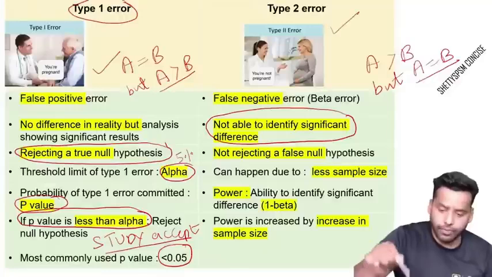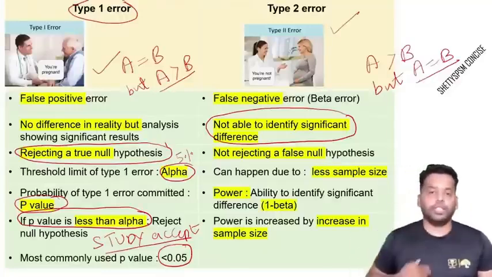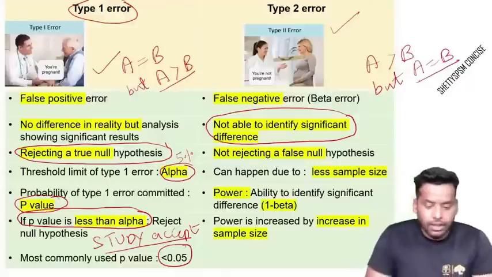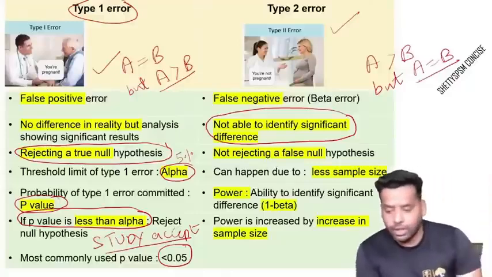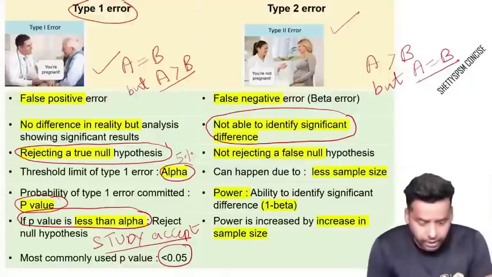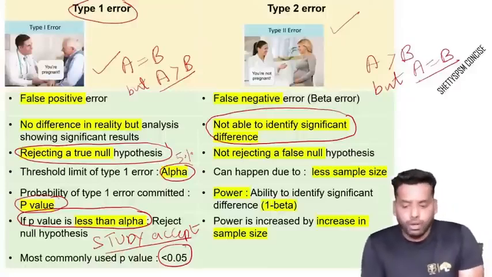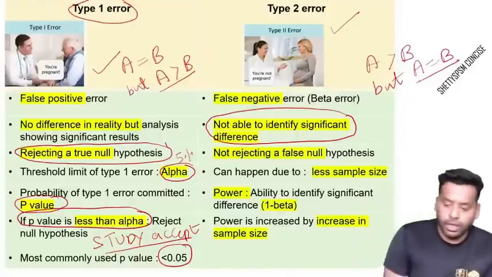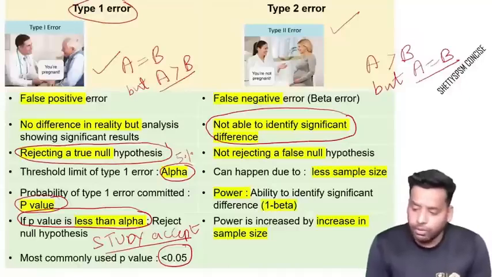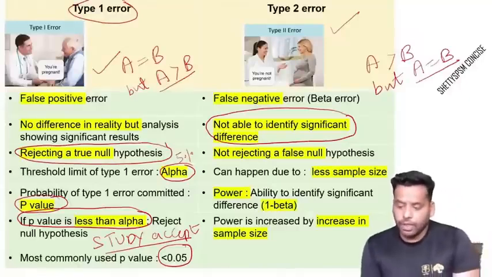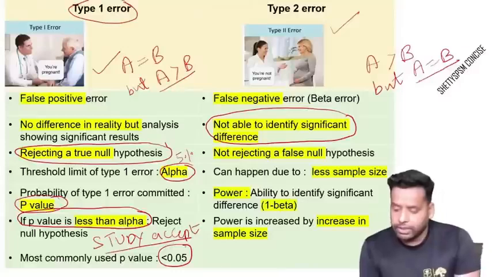Answer my next question. African countries, when you are doing the trial, the conditions and the trial was done and the vaccine was proven to be beneficial. But in your study, you are not finding that benefit. What error did you commit? Type 2 error. Yes, very good.